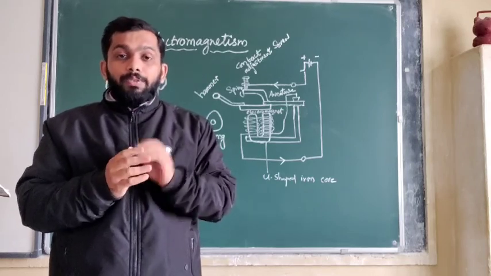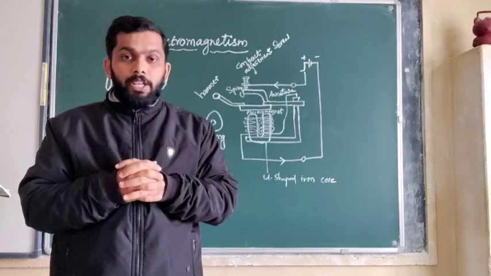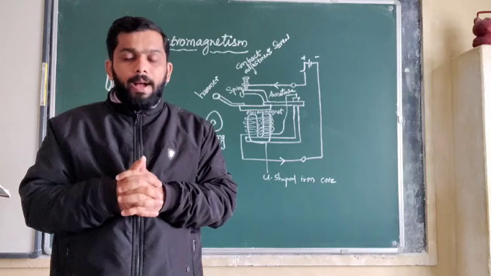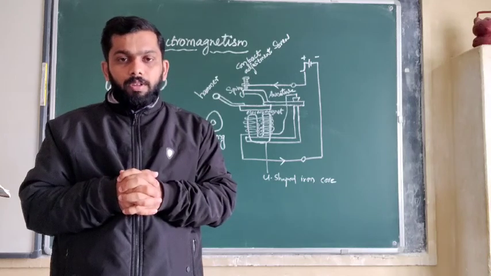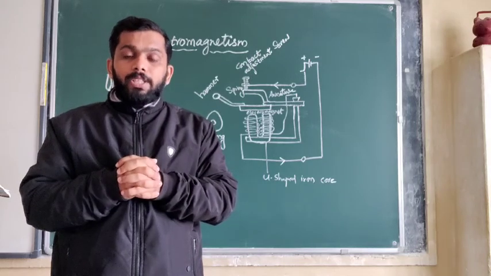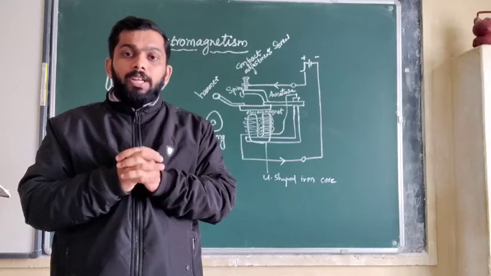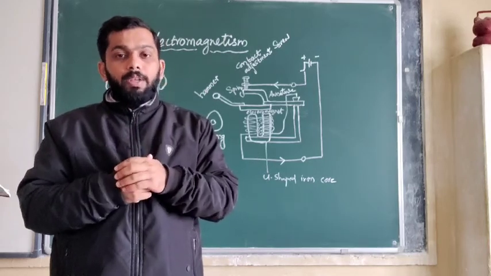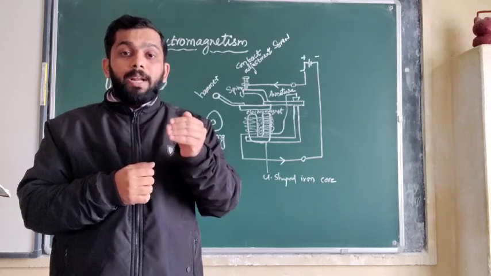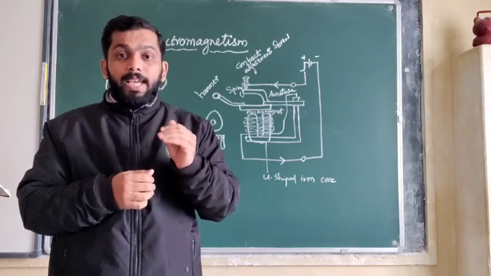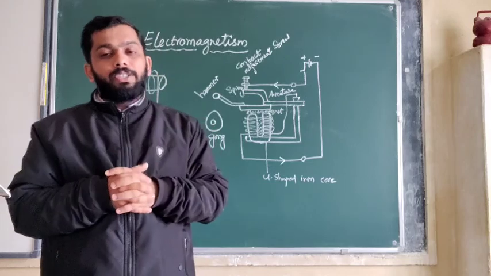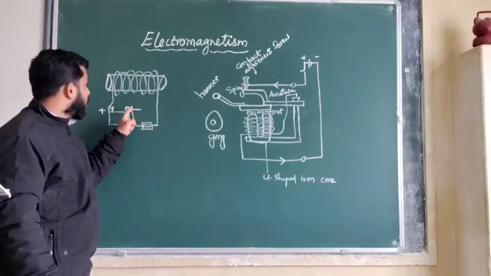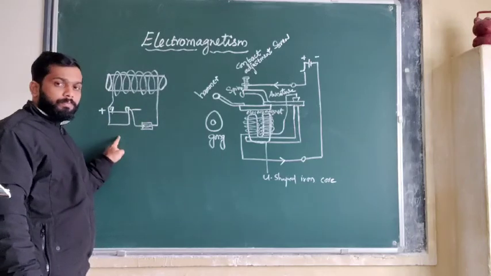So today, the first point we are going to discuss is electromagnetism. Electromagnetism, as the name suggests, is related to electricity. An electromagnet is a temporary magnet. Here on the board I have drawn a small diagram.